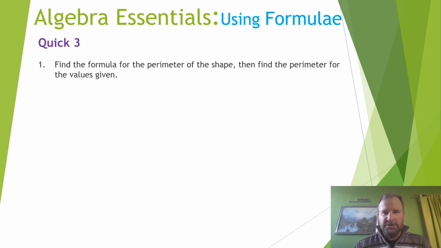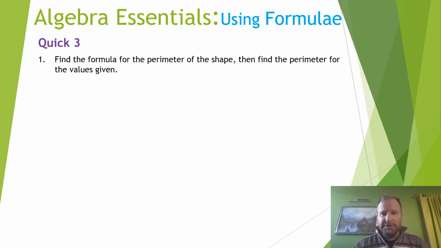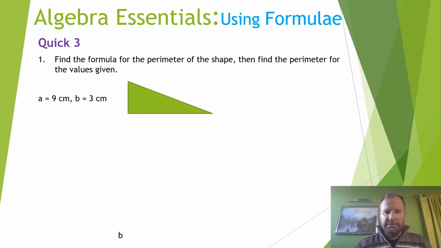First question on using formula. Find the formula for the perimeter of a shape, then find the perimeter for the values given. So we'll give you the values first. A equals 9 centimeters, B equals 3 centimeters. Here's the triangle we're looking at, that's what B represents, that side length, A the hypotenuse, and then 2B for the base length. So pause the video and see if you can answer the question.